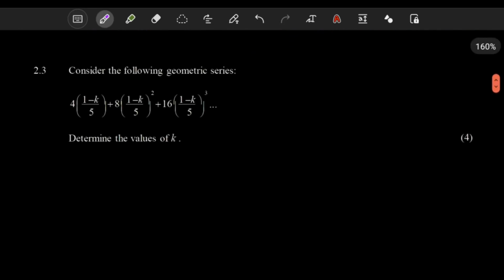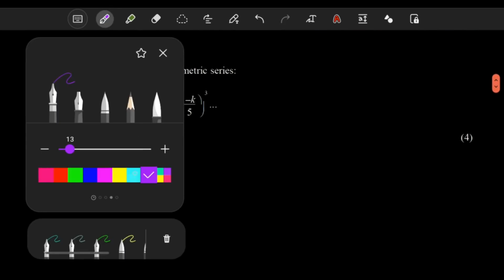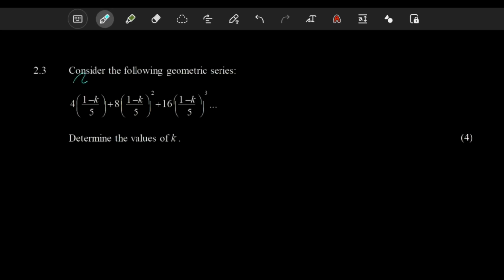So question number 2.3 now. 2.3 looks pretty interesting, or does it? 2.3 says consider the following geometric series for 4 marks. It says determine the values of k. For 4 marks, determine the values of k. Well, this is quite interesting. Okay, it's not that interesting. Like, bro, come on. Consider the geometric series.